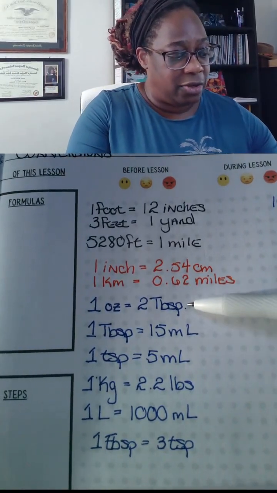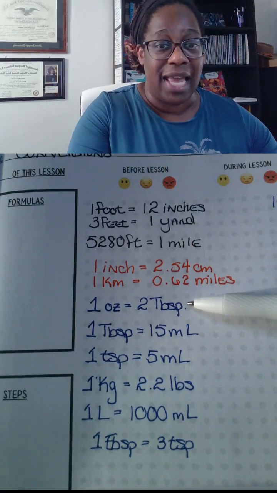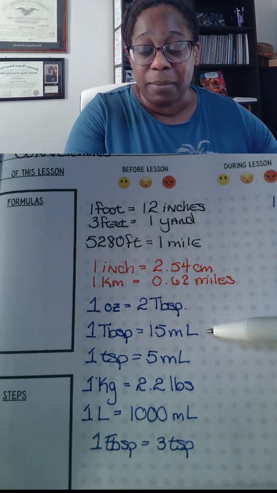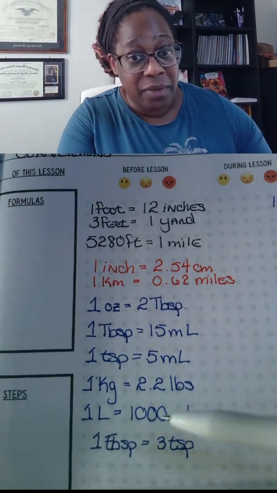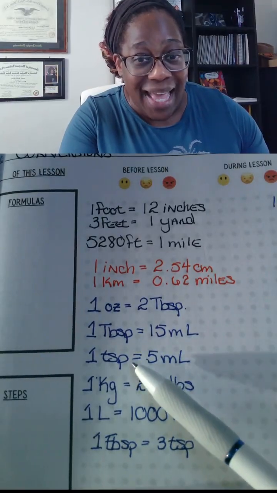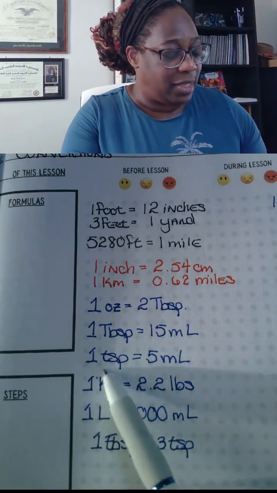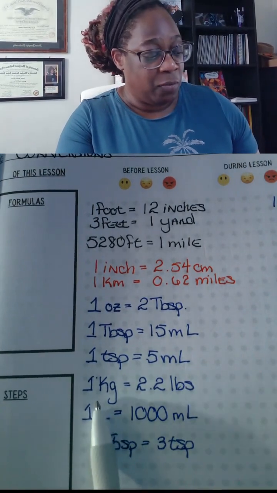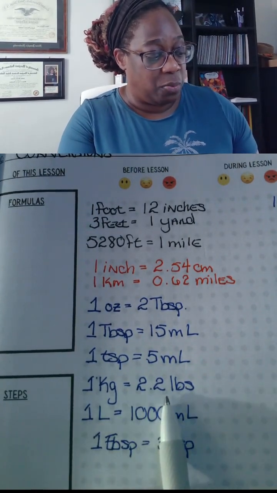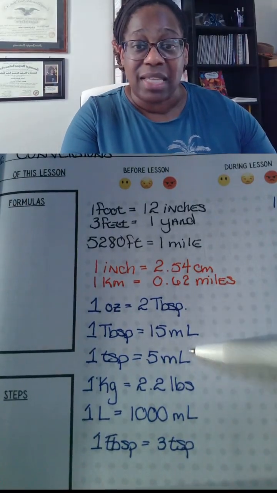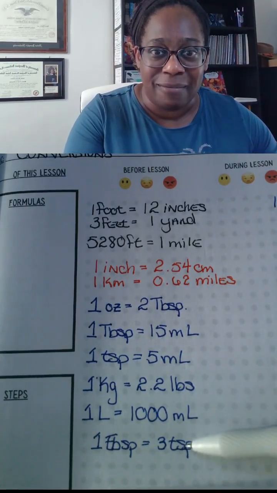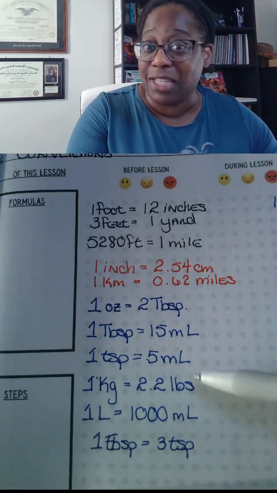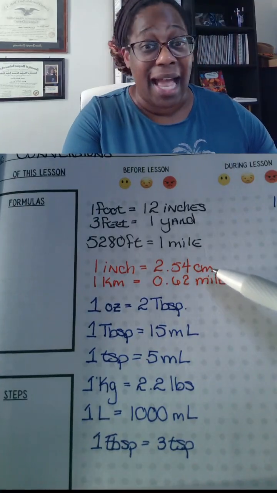And then also you got your 1 ounce with 2 tablespoons. You got 1 tablespoon with 15 milliliters. You got 1 teaspoon. Notice the difference between table and tea. Okay, 1 teaspoon with 5 milliliters. 1 kilogram is like 2.2. Anything that you see in blue, if you're thinking about being a nurse, you need to know these. Hands down, you need to know them. Sorry, you gotta memorize them.